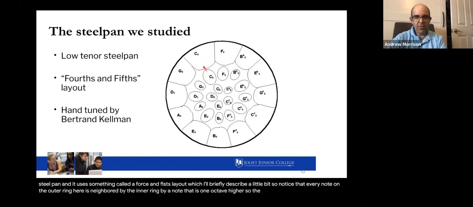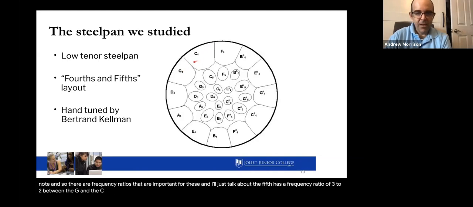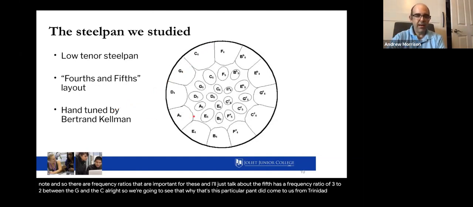So the fundamental frequencies for these two notes come in a 2-to-1 relationship. The lowest frequency on this one is 2 times the frequency of this one, all right? But neighboring on either side of these notes is a note that's either a musical fourth or a musical fifth in relation to this note. And so there are frequency ratios that are important for these. I'll just talk about the fifth, which has a frequency ratio of 3-to-2 between the G and the C. All right. So we're going to see why that's important here in a second. I'll mention that also this particular pan did come to us from Trinidad and Tobago via a tuner by the name of Bertrand Kelman.